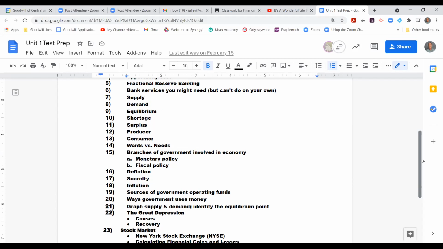Fiscal policy is Congress' job and the president's. Fiscal policy is about taxation and how tax money is generated and how it's used. Two completely separate entities. The Federal Reserve Bank is over the monetary policy, and Congress and the president are over fiscal policy. Make sure you know the difference between those two.